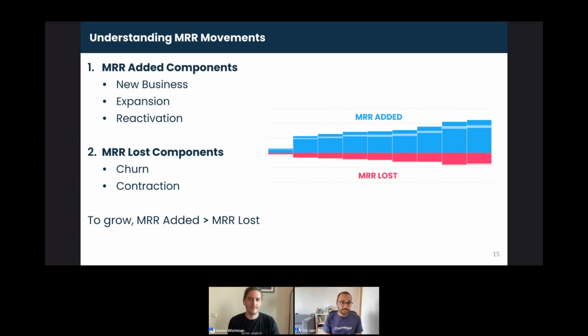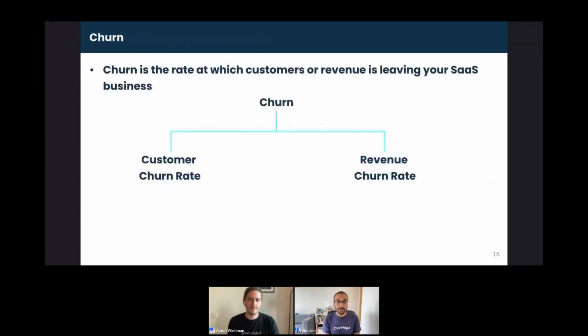So now back to churn. At a high level, what is churn? Churn is the rate at which customers or revenue is leaving your SaaS business. And churn is a helpful metric because you can run experiments and get immediate feedback, compared to other cohort-based metrics such as retention that will take a while.